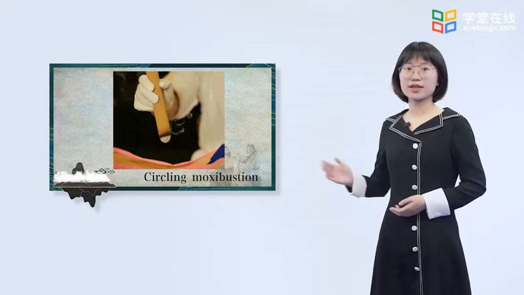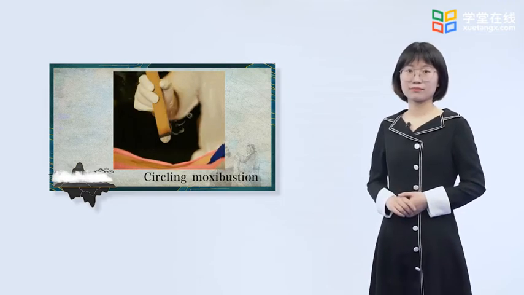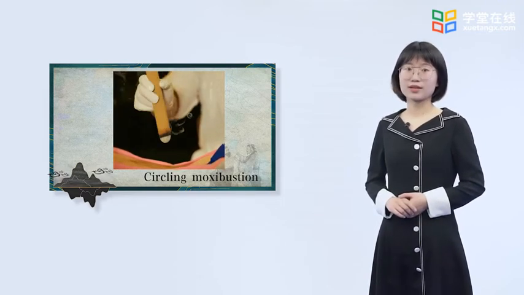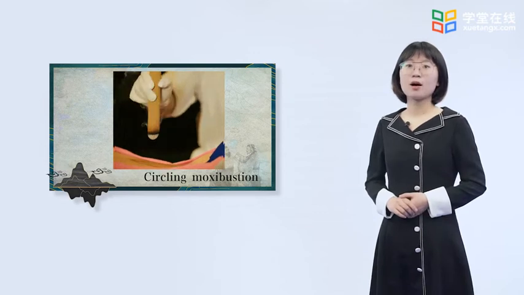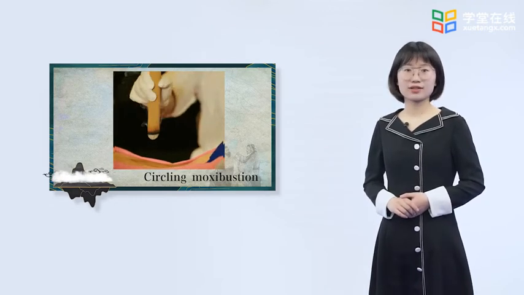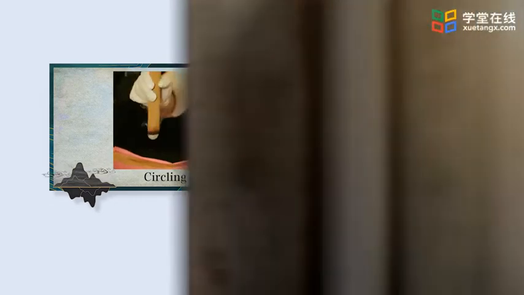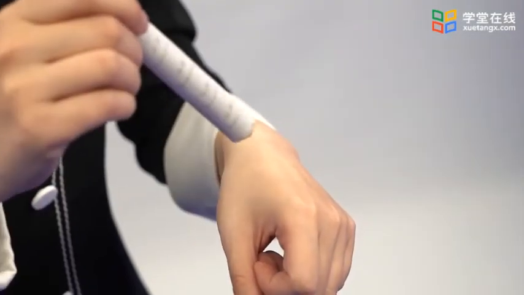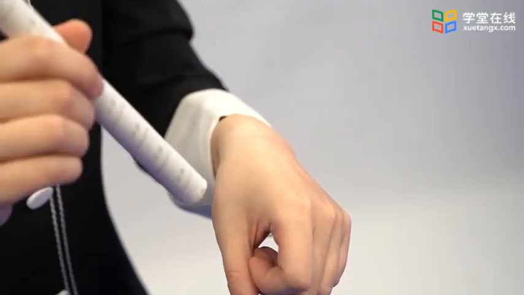Next method, circling moxibustion. It means we hold the ignited moxa stick, point it at a certain distance, and move the ignited end left and right, or in a circular motion. We usually use this method to treat pain and numbness from arthritis.